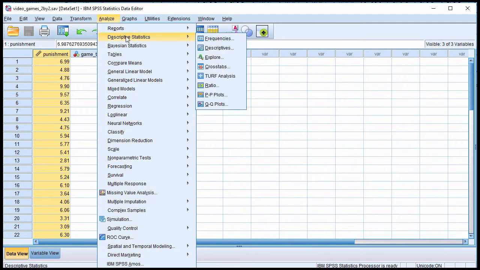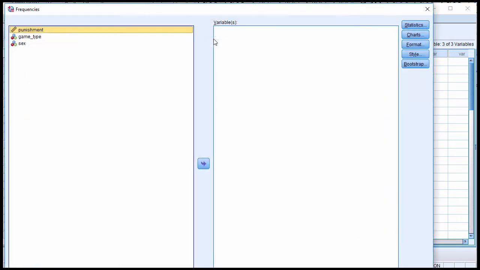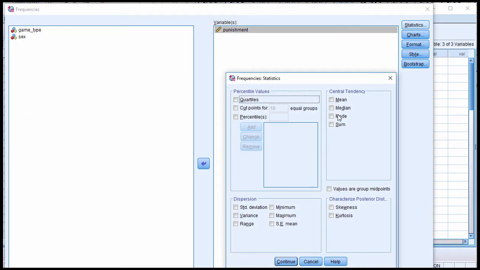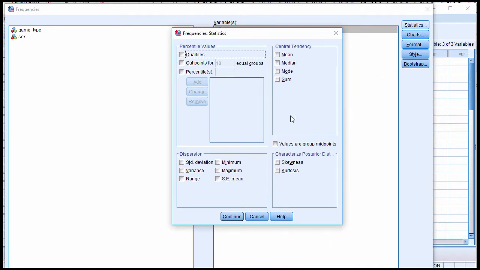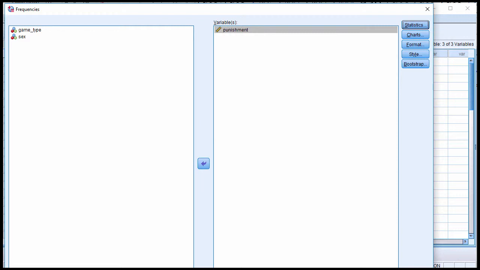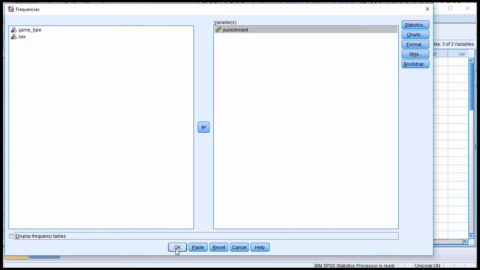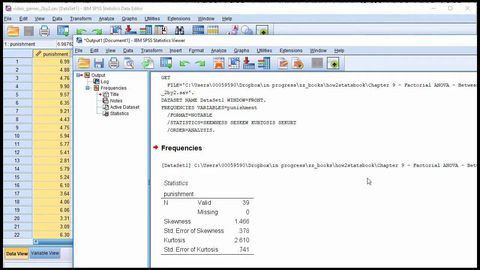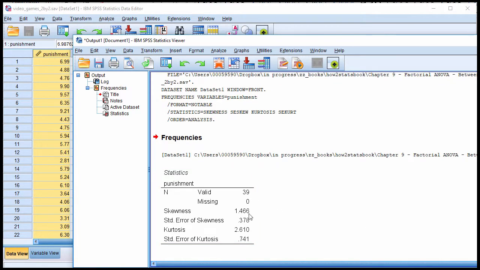And some people would do that. Unfortunately, it's not sufficiently informative to simply look at the skew and kurtosis of punishment on its own. So let's just look at it for the sake of conversation. Skew and kurtosis, click continue. I'm going to deselect the frequency table, I don't need that, and click OK. And we can see that skew was estimated at 1.466, which is actually quite substantial, and kurtosis 2.61.